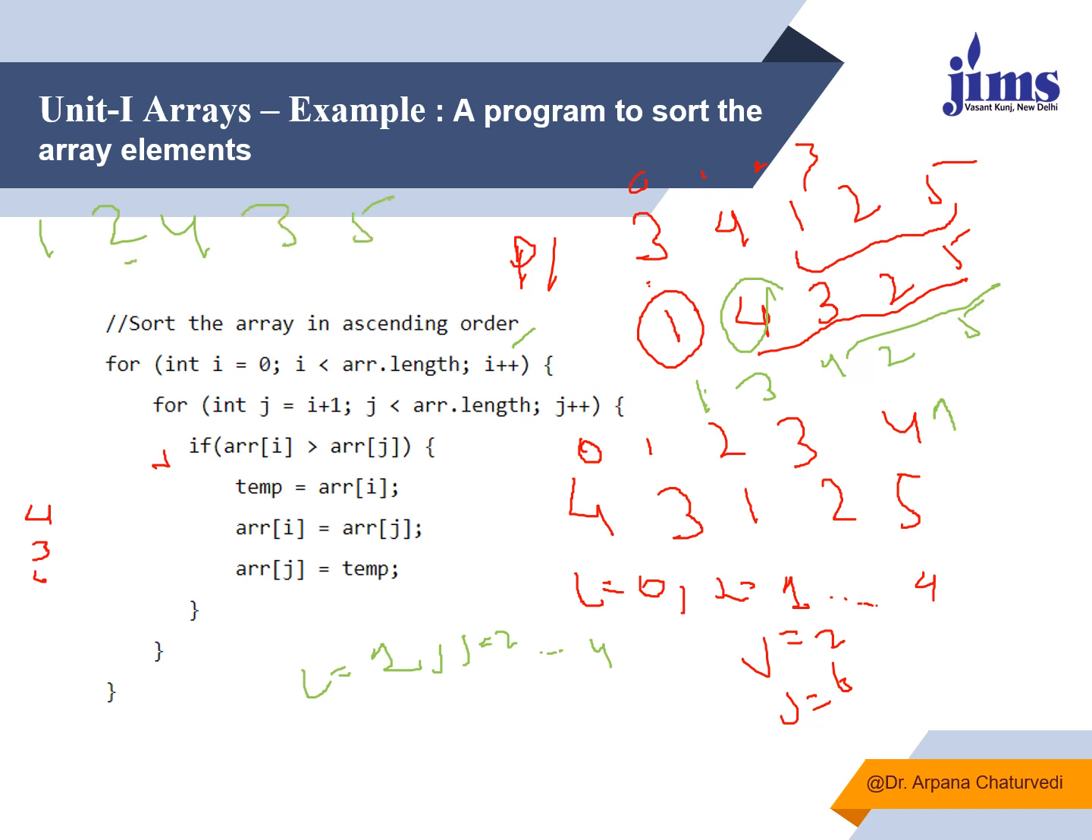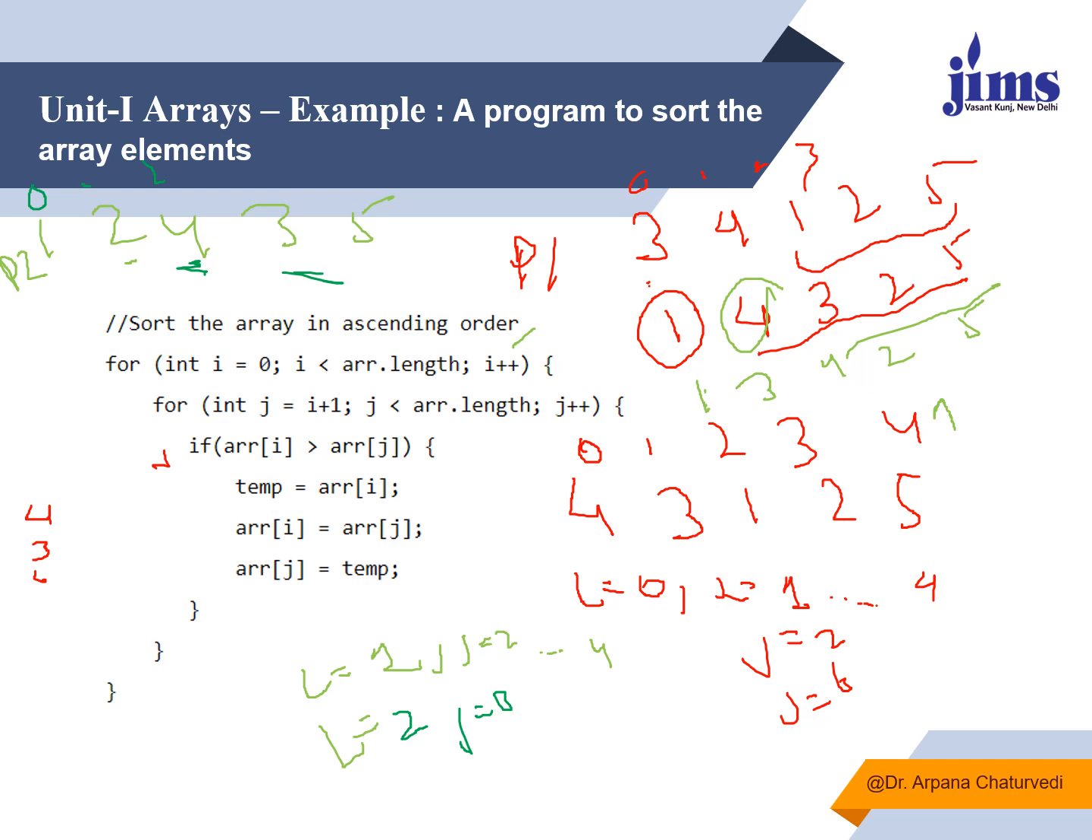Now this is constant. 2 is compared with 5. Is 2 greater than 5? No. So this we get in pass 2. Now again we increase the value of i. This time i becomes 2 and j becomes 3. So i becomes 2 means this is 0, this is 1, this is 2. This is i, and j will start from this position, that is 3, and goes till 4.